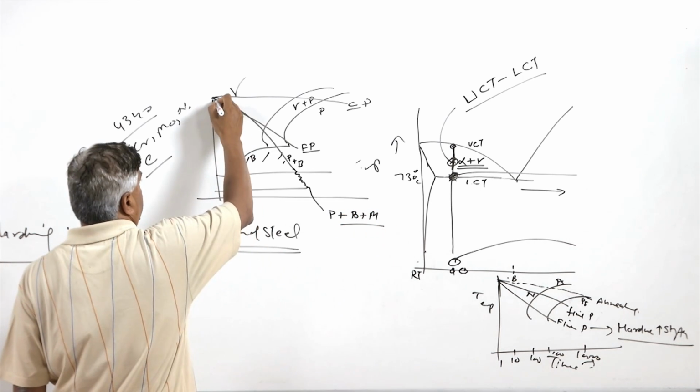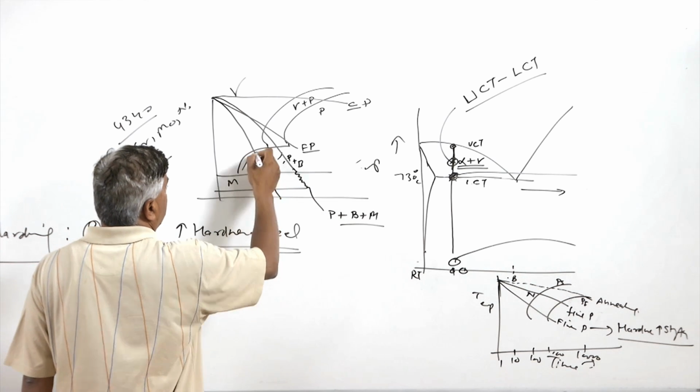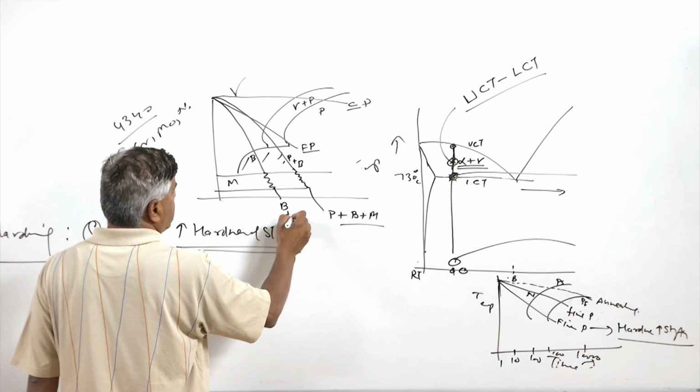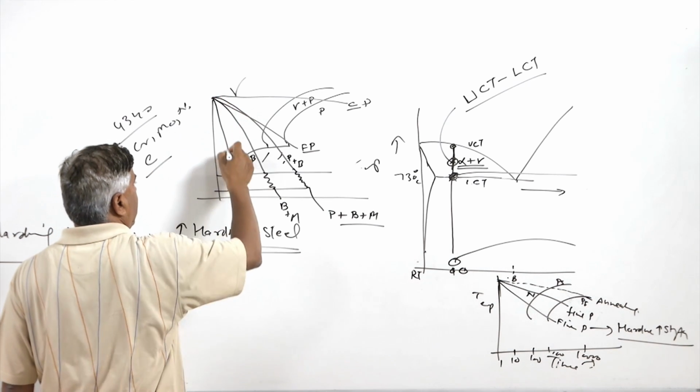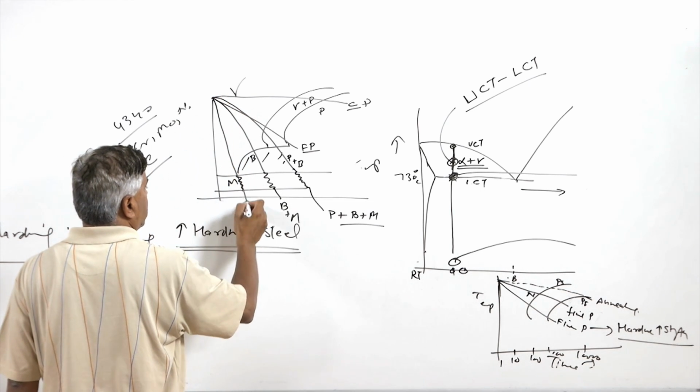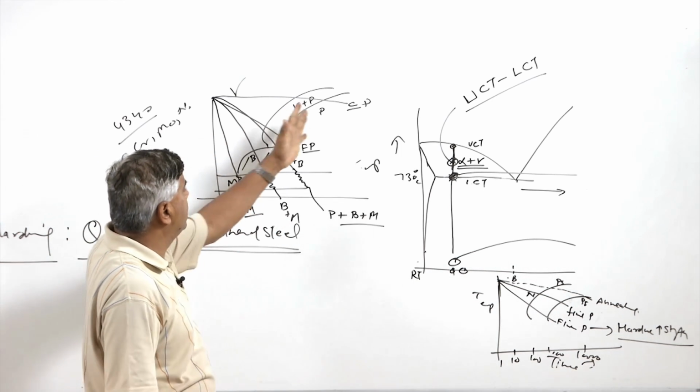So this will provide us the pearlite, bainite and martensite. And if the cooling rate corresponds to this one, then it will provide the bainite plus martensite. And here if the cooling rate is further higher, then it will lead to the production of the martensite only. So there are different cooling rates for the different steels.